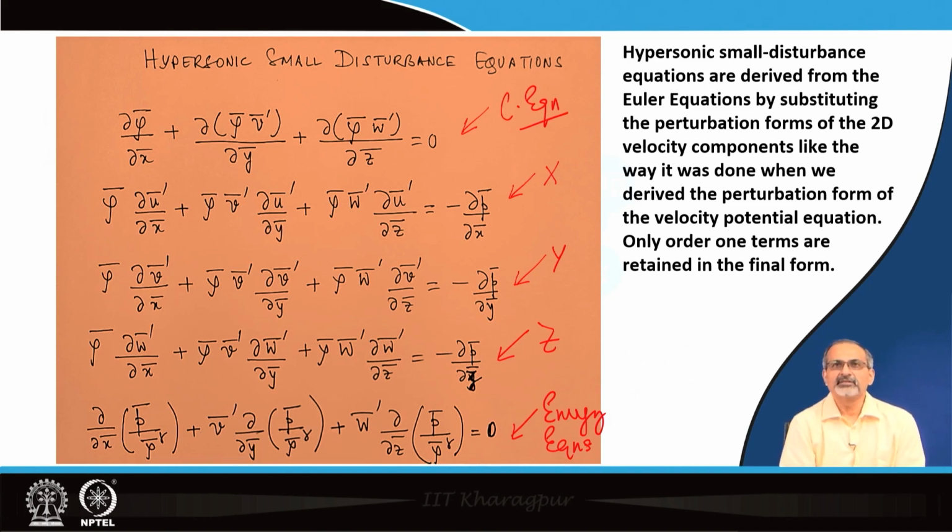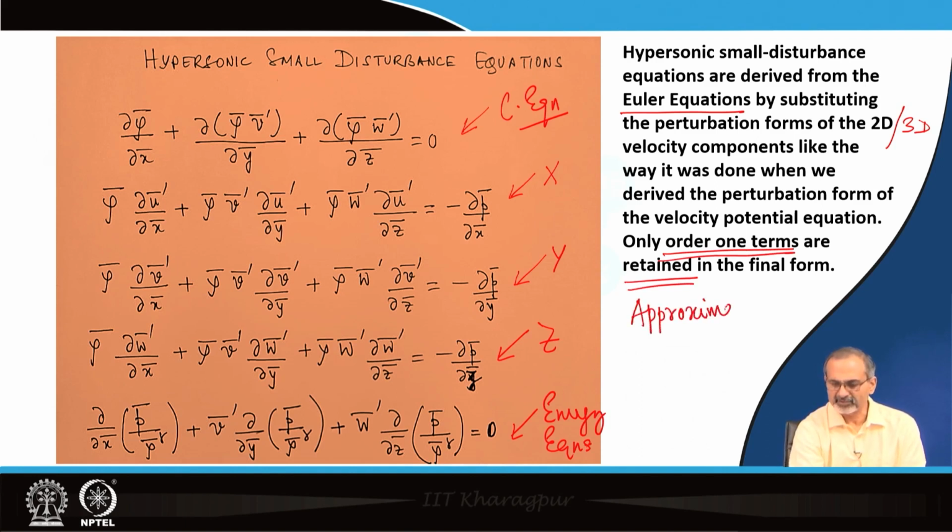Now, the hypersonic small disturbance equations are basically derived from the Euler equations by substituting the perturbation forms of the velocity components. Here we have shown it in 3D, you can do it in 2D as well, and we follow the same way essentially in defining the perturbation forms of the velocity potential equation. Only order 1 terms are retained in the final form, which basically means that the equations are approximate in nature.